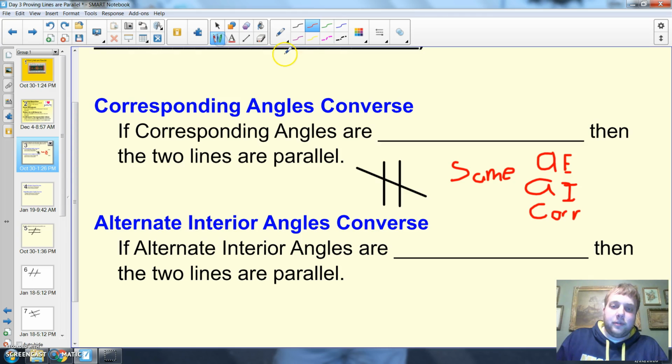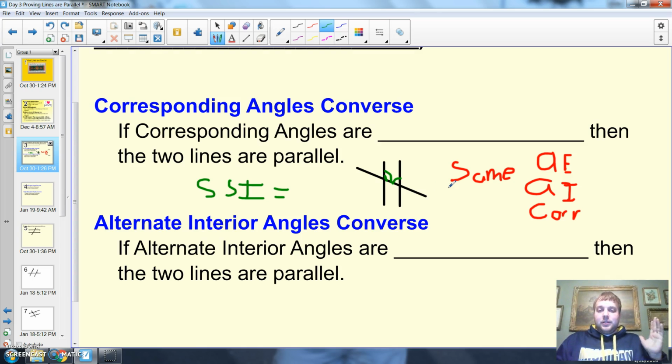Then we have the black sheep of the family, which is same side interior. Same side interior angles are not the same. This is an obtuse angle, and this is an acute angle. They can't be the same. But we do know that since one's acute and one's obtuse, they need to equal 180.